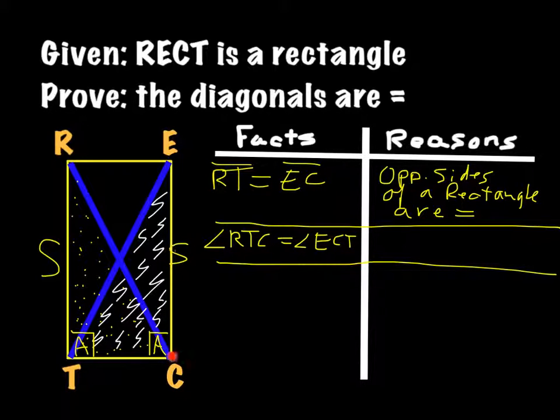This one's ECT. The reason why that is correct is because all angles in a rectangle are equal to each other. They're equal to 90 degrees. So what am I sitting on right now? I'm sitting on a side and an angle, and a side and an angle. I need one more piece.